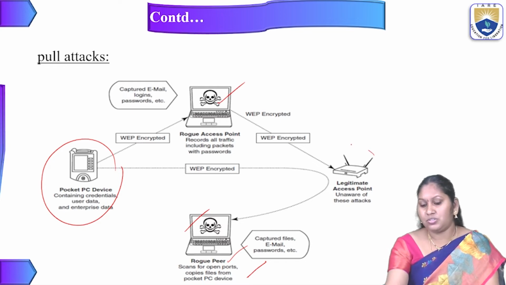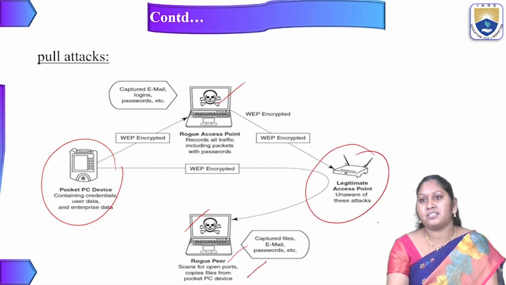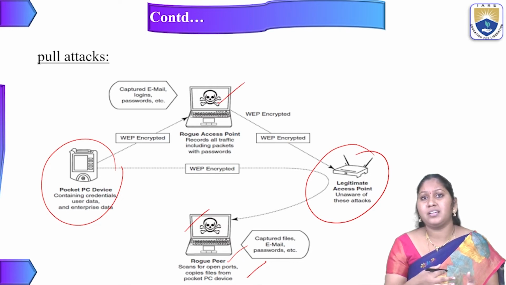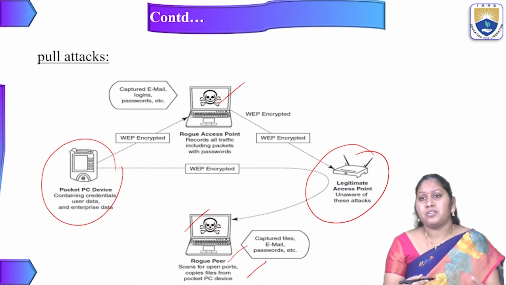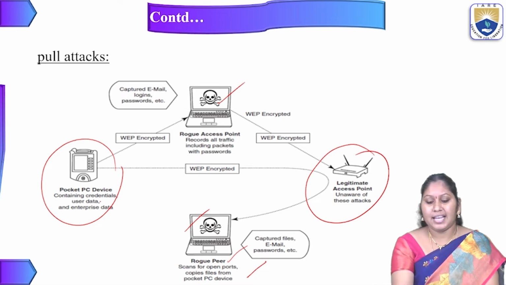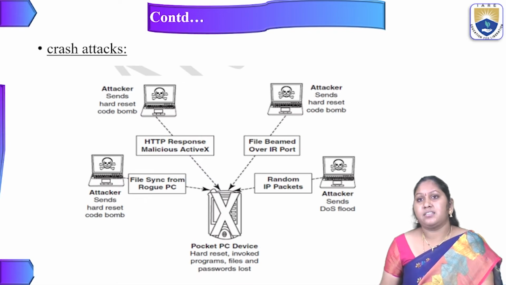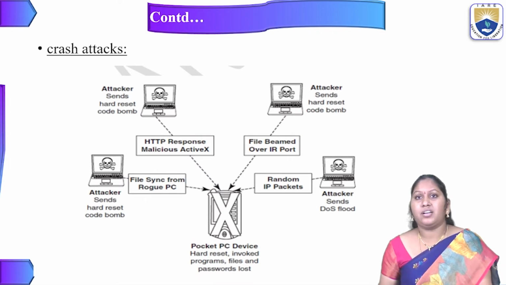So here the legitimate access point is unaware of these attacks. It does not know about the attacker's attacks, so it will not do anything. So like that the pull attacks are going on. And crash attacks. So how are the crash attacks going on?